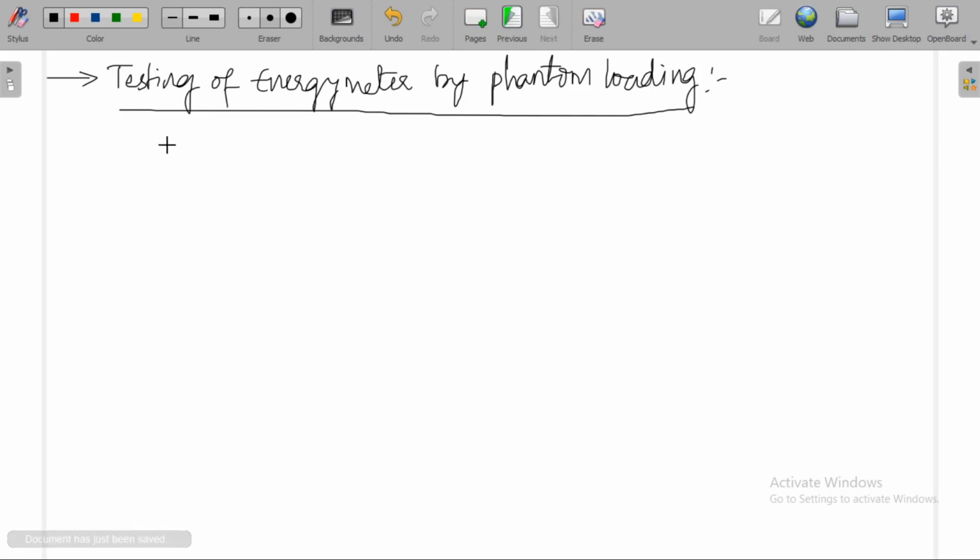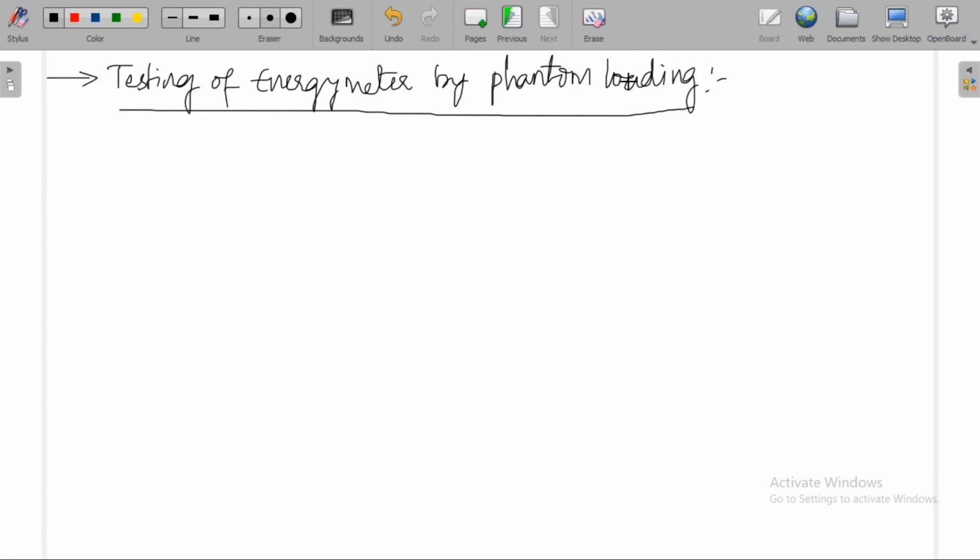When the current rating of an energy meter under test is high, then we will go for phantom loading instead of normal loading. Then what is the advantage of phantom loading when compared to normal loading?